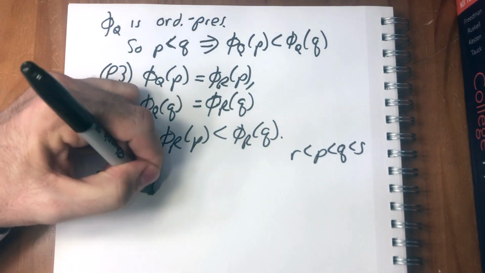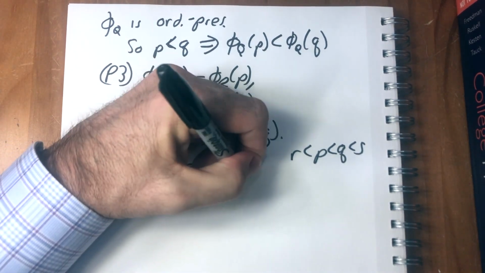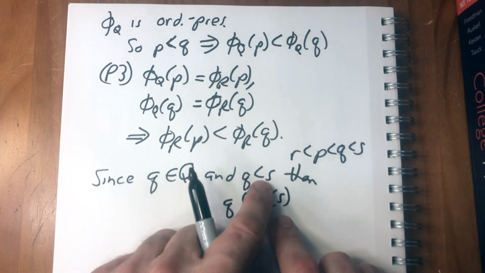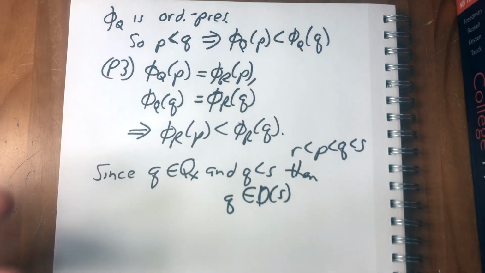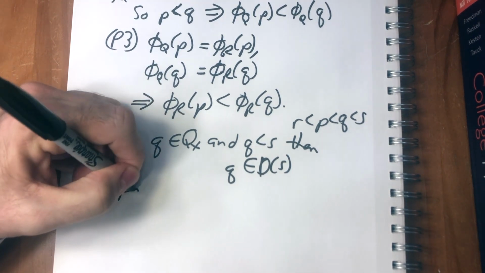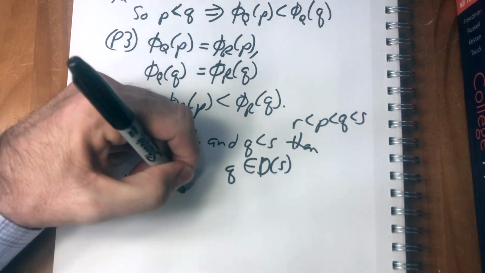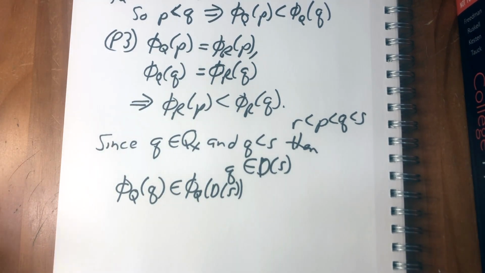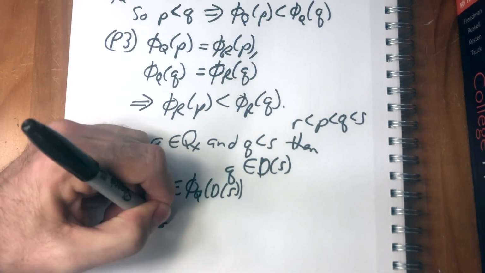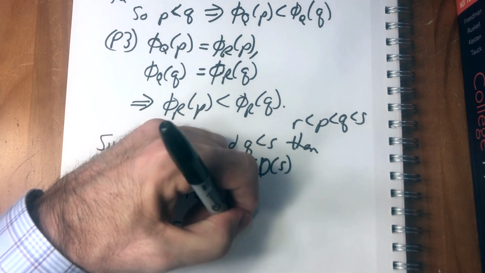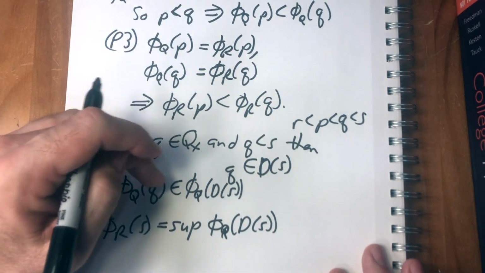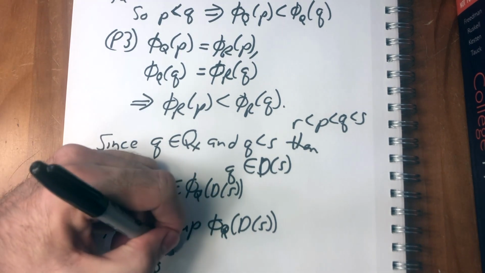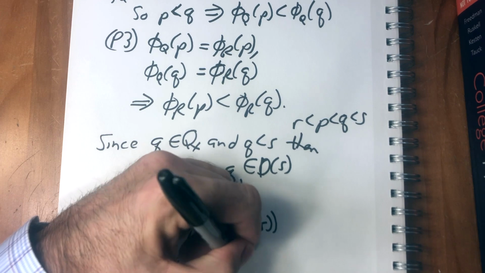So since q is an element of the rationals in X and q is less than s, then q has to be an element of Ds, right? This is just a different set with the same thing. Ds would mean all the rationals less than s. So again, since phi Q is order preserving, then for the same reason we just said, phi Q of q is going to be an element of phi Q of Ds. We just did that same thing for p. Now, we know that phi R of s is the least upper bound of phi Q of Ds, right? So if phi Q of q is an element of this set, and phi R of s is the least upper bound, then phi Q of q must be less than or equal to phi R of s.